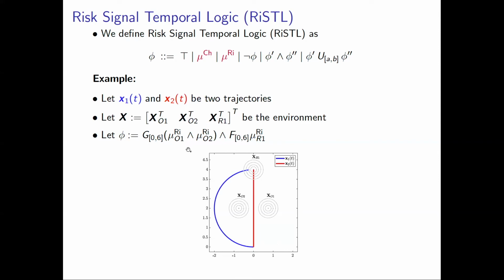These risk predicates put an upper bound on the risk of the deterministic trajectory entering the regions O1 and O2 over here. At the same time, the task says that eventually within 0 and 6 seconds, this risk predicate here, describing the risk of not reaching the region R1, should be true.